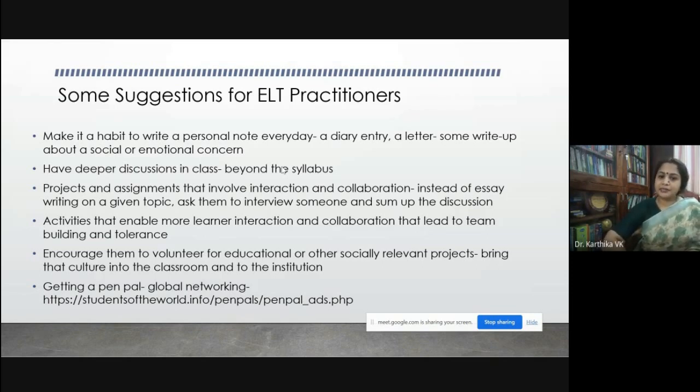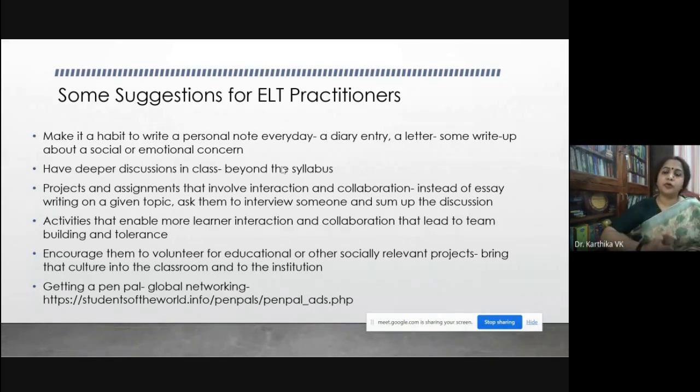Projects and assignments that involve interaction and collaboration must be fostered instead of essay writing on a given topic. Ask them to interview someone and sum up the discussion. Activities that enable more learner interaction and collaboration lead to learning to build tolerance, peace, calmness, and so on. Team building, yeah. Encourage them to volunteer for educational or other socially relevant projects. Bring that culture into the classroom and to the institution if you can. See, I'm not saying it without practicing it.